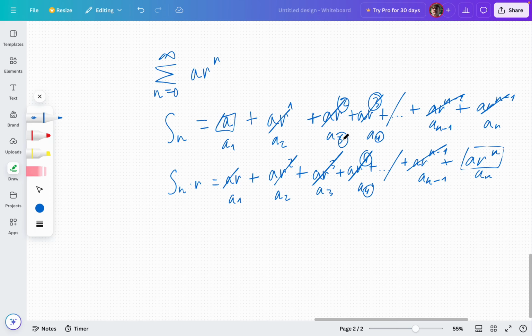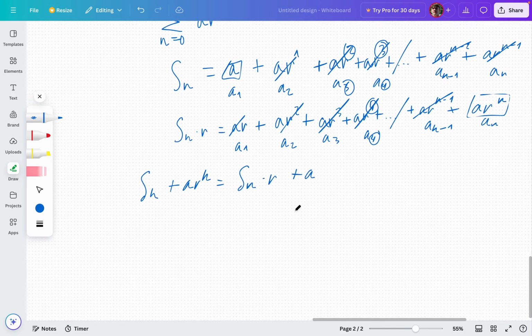There's no mathematical concept where you can cancel things like this, but what I just wanted to show is that the real difference between s sub n and s sub n multiplied by r is that s sub n multiplied by r just doesn't have this a, and s sub n just doesn't have this ar to the nth. So then I would say that s sub n plus ar to the nth is the same thing as s sub n multiplied by r plus a.